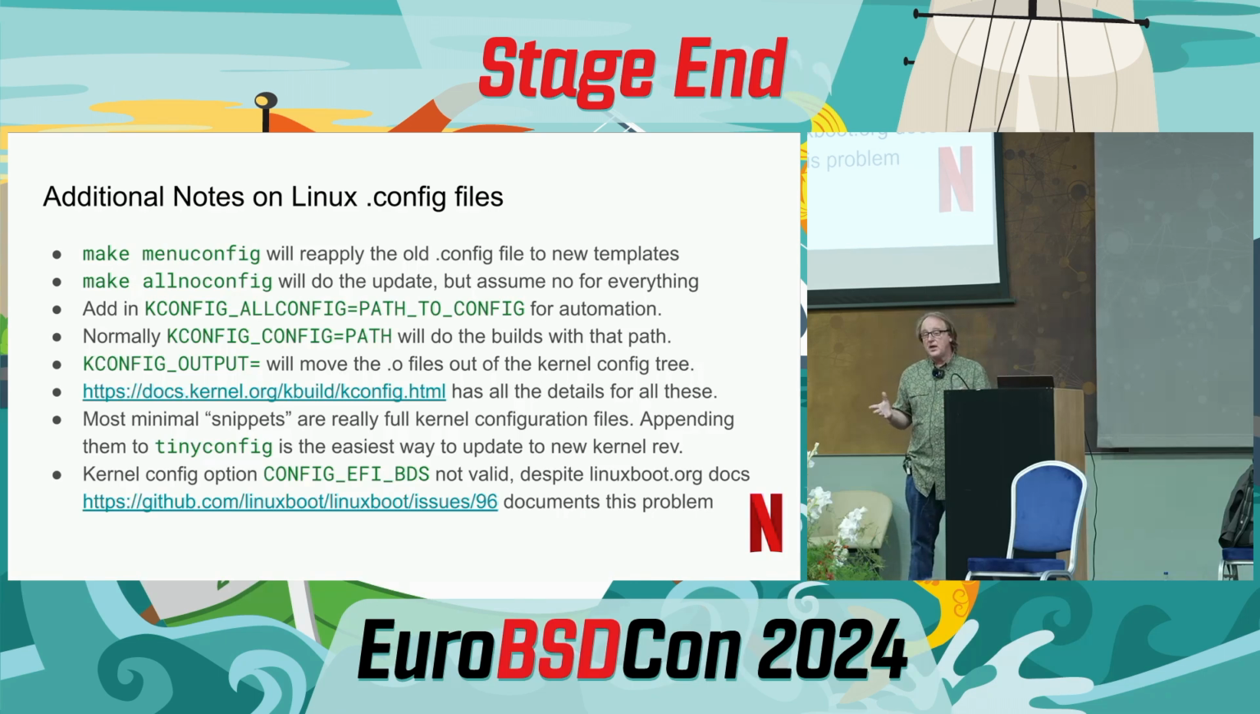One of the ways to do that is with make allnoconfig. That means answer no to all of the new options that Linux added since the last time it ran. That'll let you take your minimal config, add all the required options, but not any of the optional options, so that you have a config file that you can then use to build a new version of the Linux kernel.